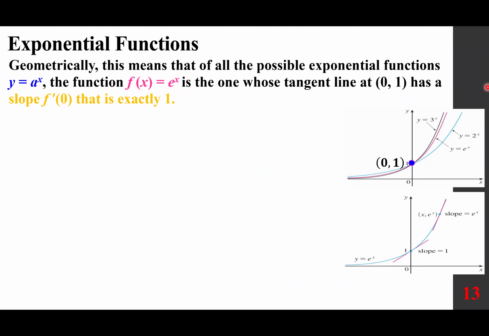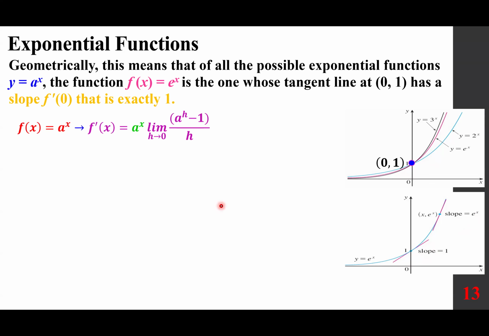So take a look. Here's the function 2 to the power of x. This is 3 to the power of x. And here's the e that is in between. And if you draw a tangent line, the slope is 1. One way to prove it: just differentiate e to the power of x, plug in 0, and you get 1. The other way, we haven't got there yet, supposedly.